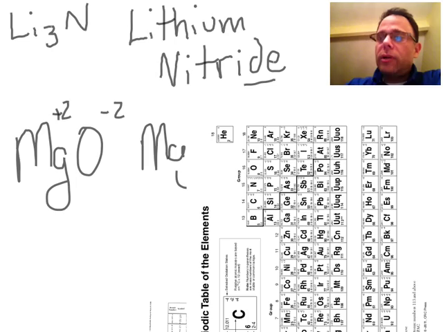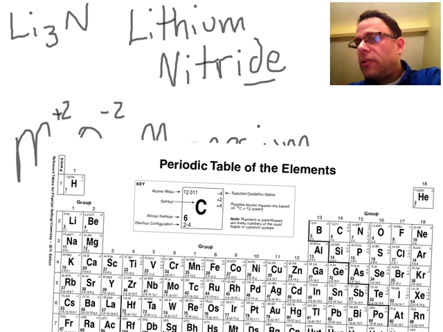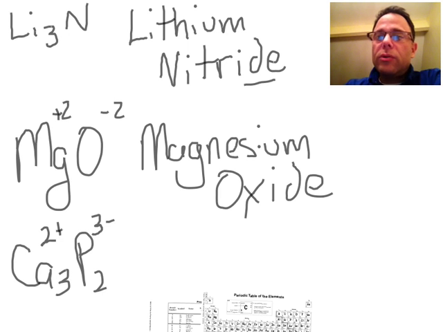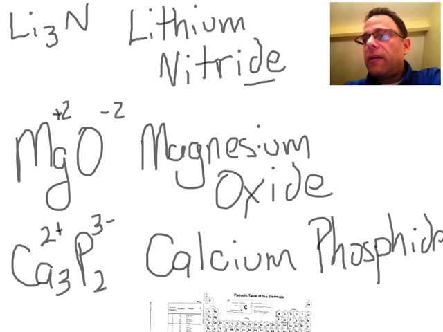Grab the periodic table so we can build a compound. Let's do one with calcium, and let's just say phosphorus. Okay, calcium, Ca, it's 2+. Phosphorus, it's 3-. It's 3 of those, 2 of those, doing the crisscross. What do we name this? We name it calcium phosphide.